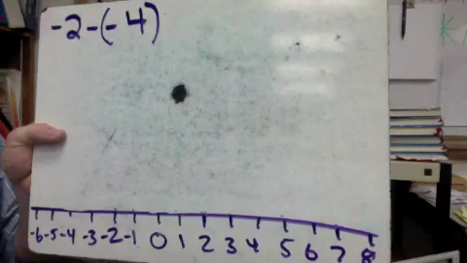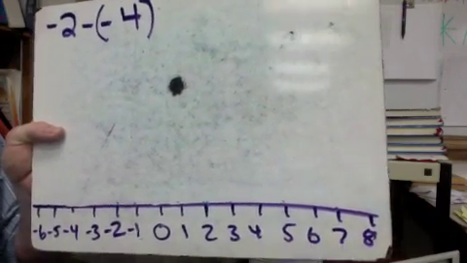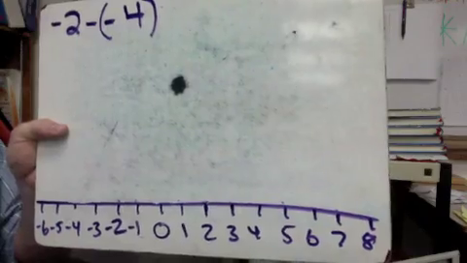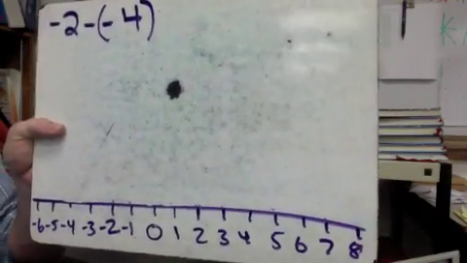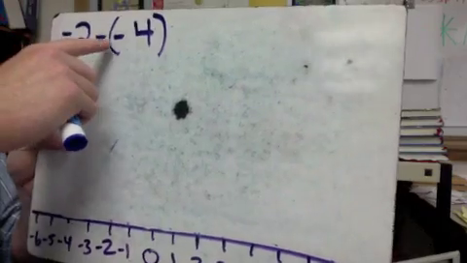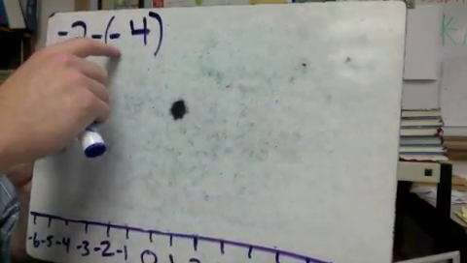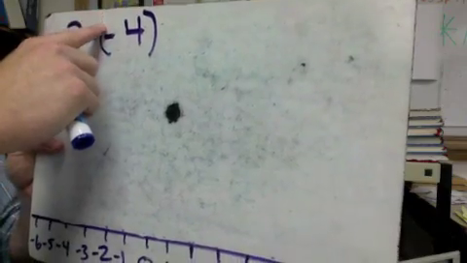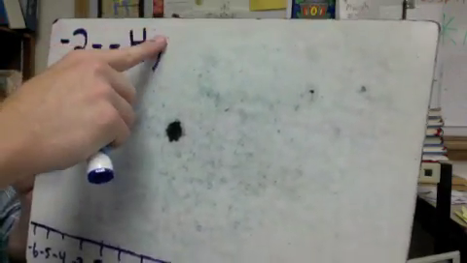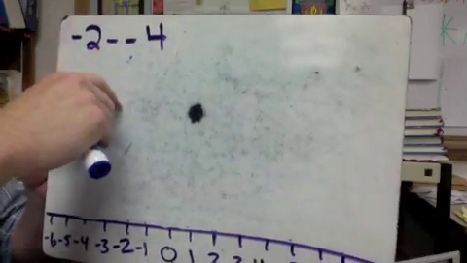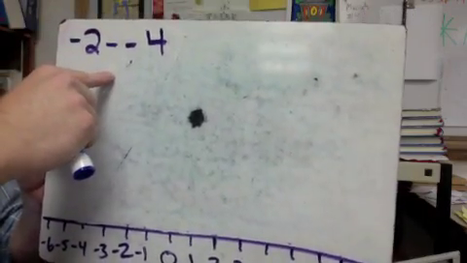Alright, -2, take away -4. Got to make it an addition problem. Now, remember back to those first examples. Here's a special one if you've got two negatives right beside each other. Okay, and you don't need these parentheses, but they may put them in there just to separate out the two signs. Okay, we need to make this an addition problem.